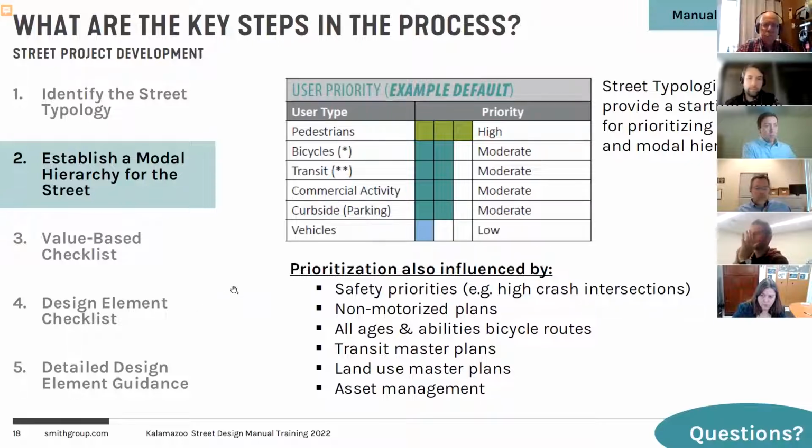And you're getting a chance to bring those to the table and help them understand your modal hierarchy, keeping in mind, though, that you've got that typology, and that typology is tied to your context and your land use, right? And so you want to bring those things together when you're establishing your modal hierarchy. And once you've got that typology and that modal hierarchy, that's going to allow you to make a whole series of other decisions that are more design-based and specific around that cross-section and around those specific components.